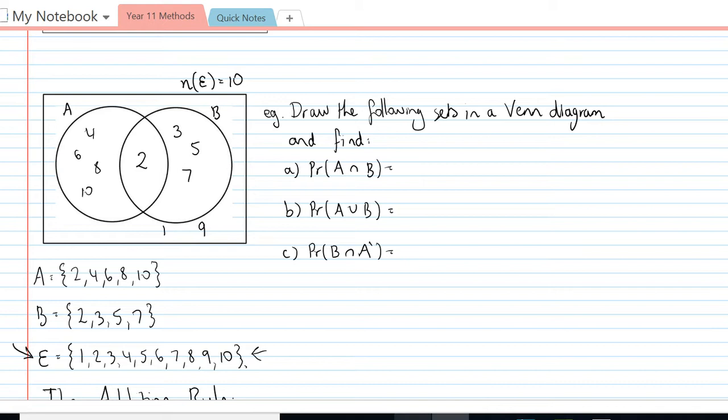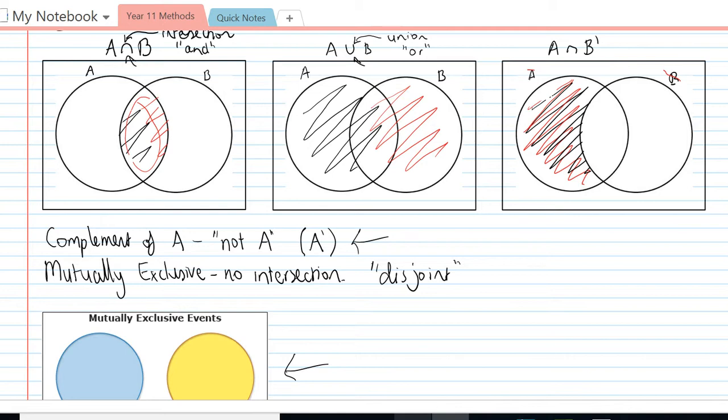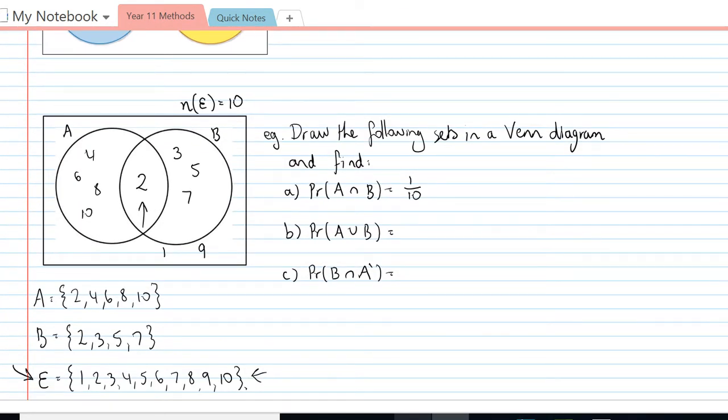So lastly, we need to evaluate these probabilities. The probability of A intersection B, remember that A intersection B is the overlap, it's this region right here. We only have one number in there, so the probability of that is 1 out of the total of 10 numbers. The probability of A union B, you might remember A union B was the whole 2 circles that we saw right here. So we have 8 numbers there out of the 10 total, and so I can just write 8 out of 10, which would simplify to 4/5.